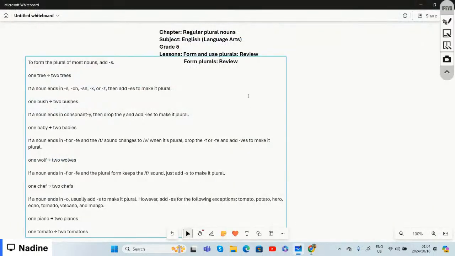So our chapter is regular plural nouns. Our subject is English language arts. We're doing grade 5.